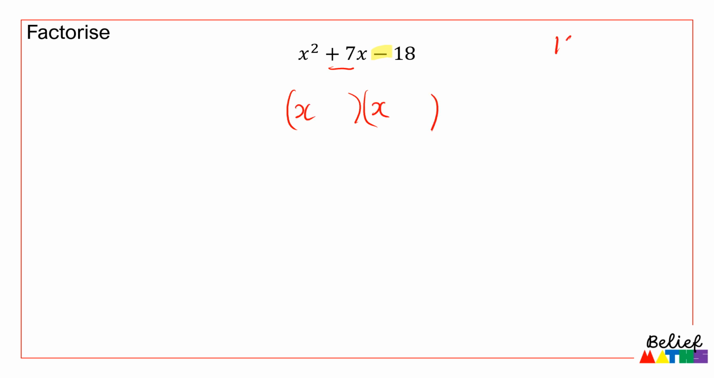Now we look at the factors of 18. 18 is made of 1 times 18, 2 times 9, and 3 times 6. We need two factors that are going to subtract to make 7. In this case, that's 2 and 9. To subtract to make 7, we need a positive 9 and a negative 2, because positive 9 take away 2 gives us the positive 7 that we needed.